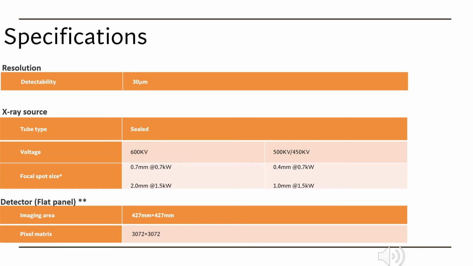The focal spot size can be 0.7 millimeter at 0.7 kilowatt or 0.4 millimeter at 0.7 kilowatt, or it can be 2 millimeter at 1.5 kilowatt or 1.0 millimeter at 1.5 kilowatt. The imaging area is 427 millimeter by 427 millimeter. The pixel matrix is 3072 by 3072.